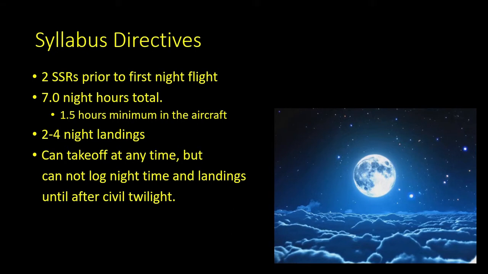The minimum night hours required for all students to complete Phase 2 is 7, with at least an hour and a half in the aircraft. All students must accomplish a minimum of 2 night landings, 4 are desired, in the N4000 or N4100 block. The last night landing must be to a full stop.